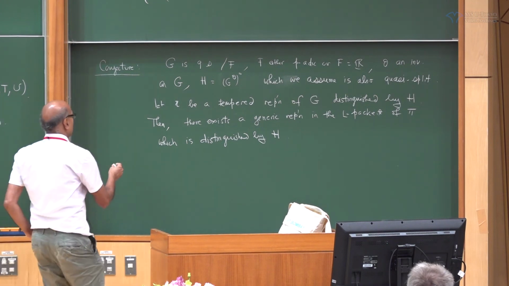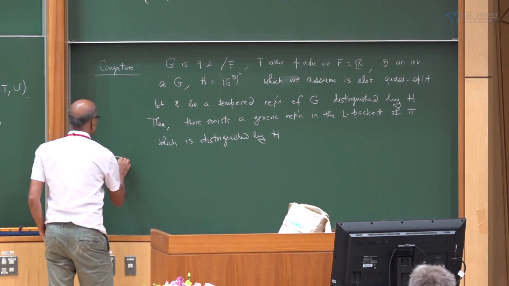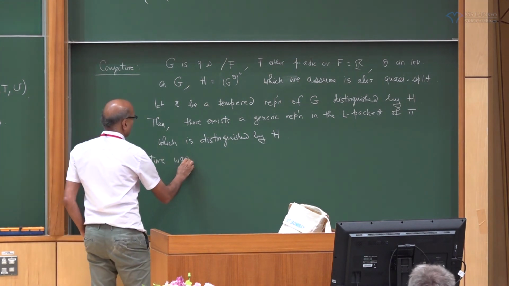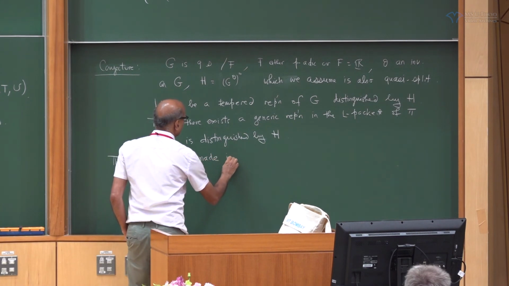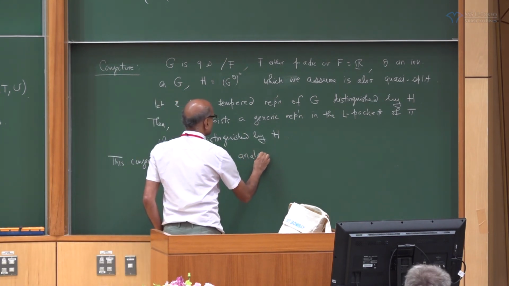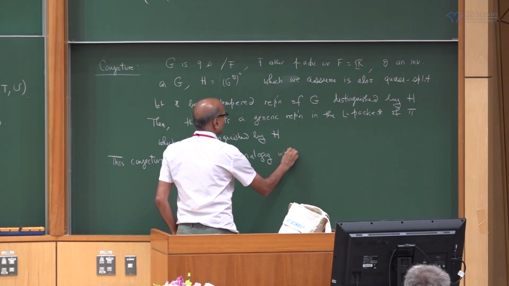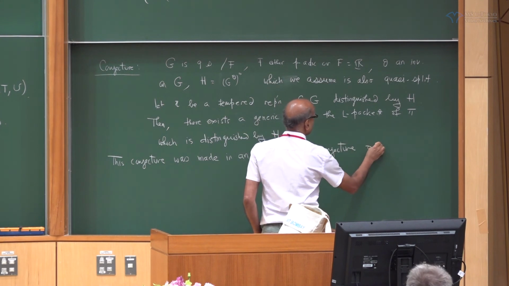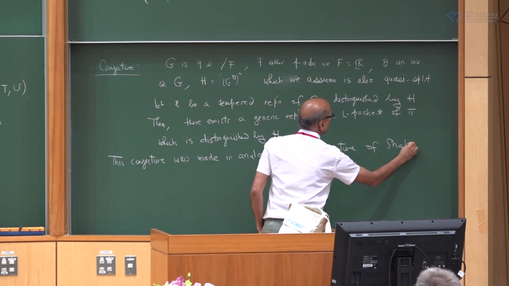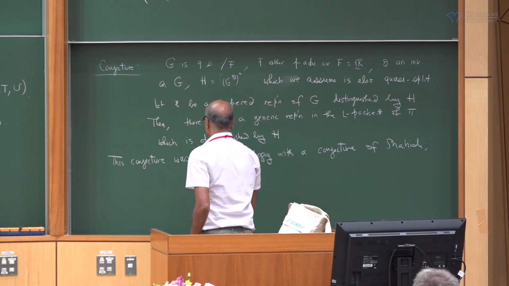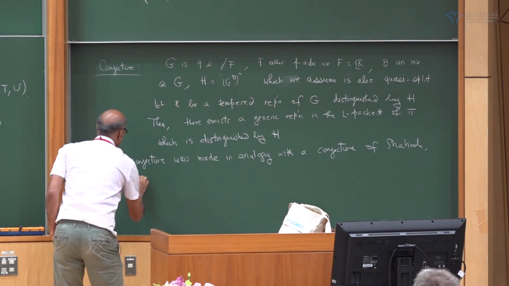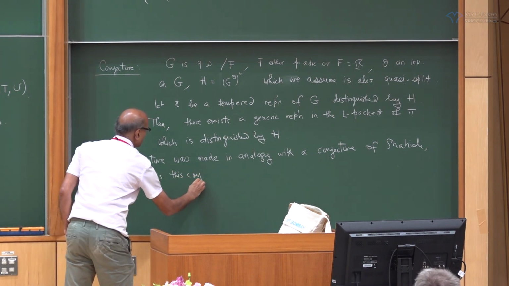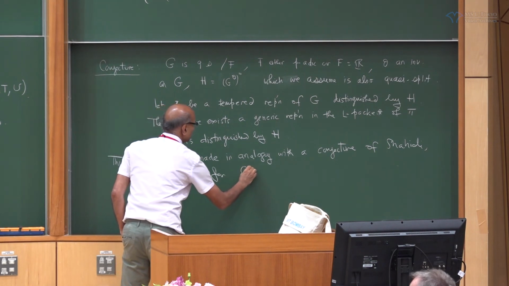So this conjecture was made in analogy with a conjecture of Shahidi, for G cross G.